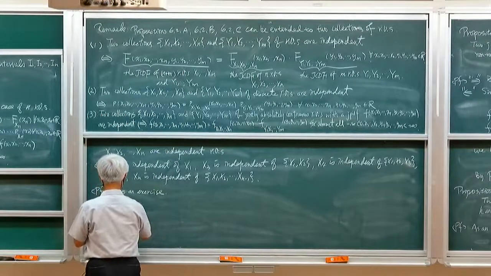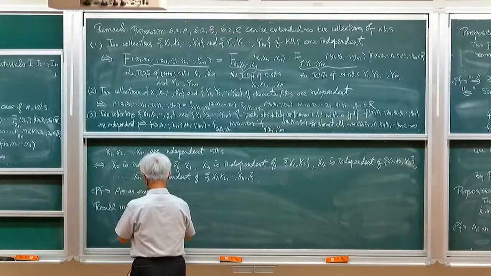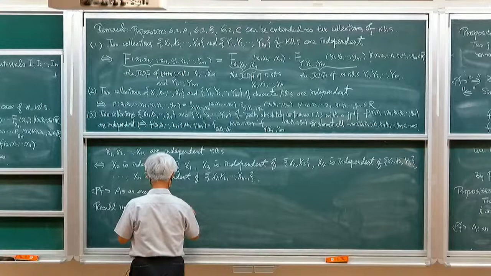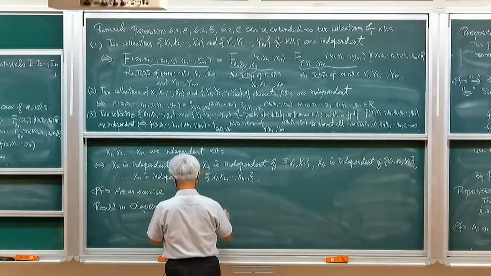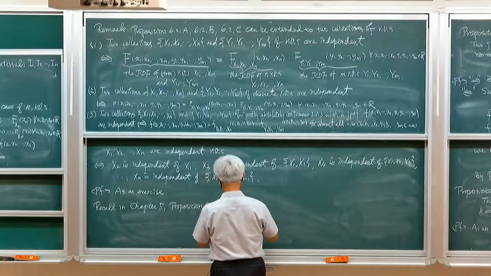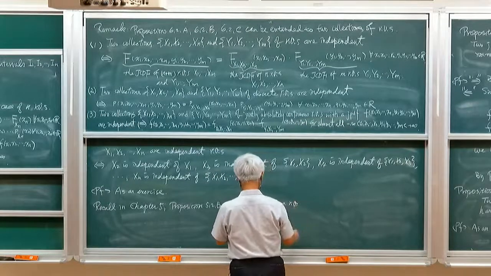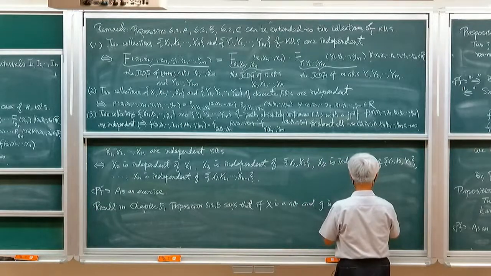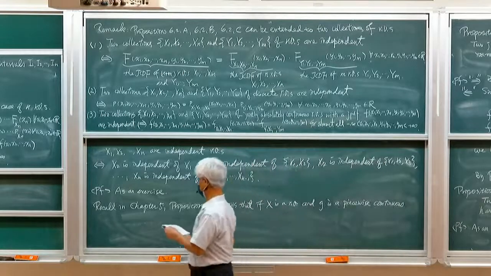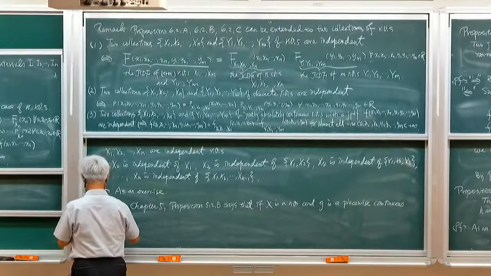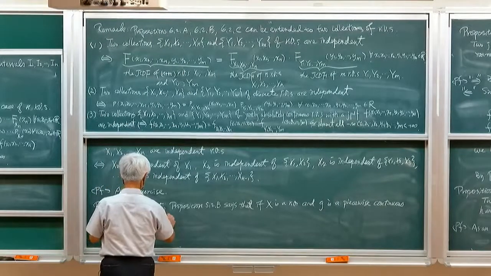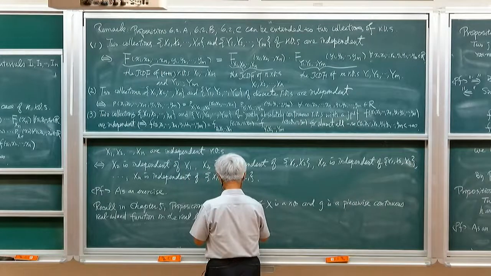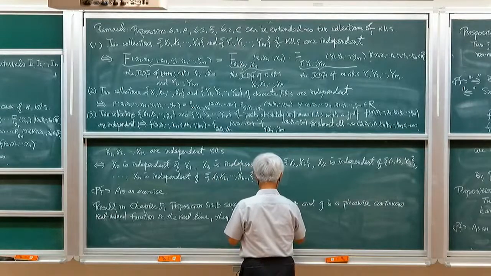So recall in chapter 5, proposition (5.2.b) says that if X is a random variable and g is a piecewise continuous real-valued function on the real line, then Y defined to be g of X is a random variable too, right?